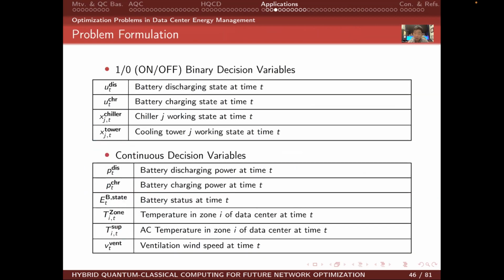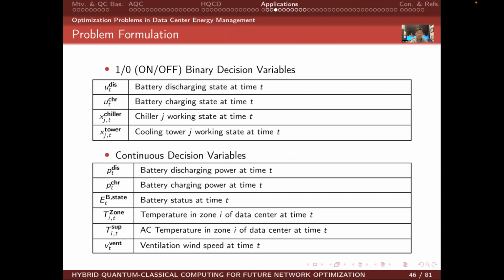And here we have the problem formulation. We have the binary part. For this decision variable, we have the battery charging at the time, battery discharging, and chiller working and the cooling tower working or not. So those are on-off control.